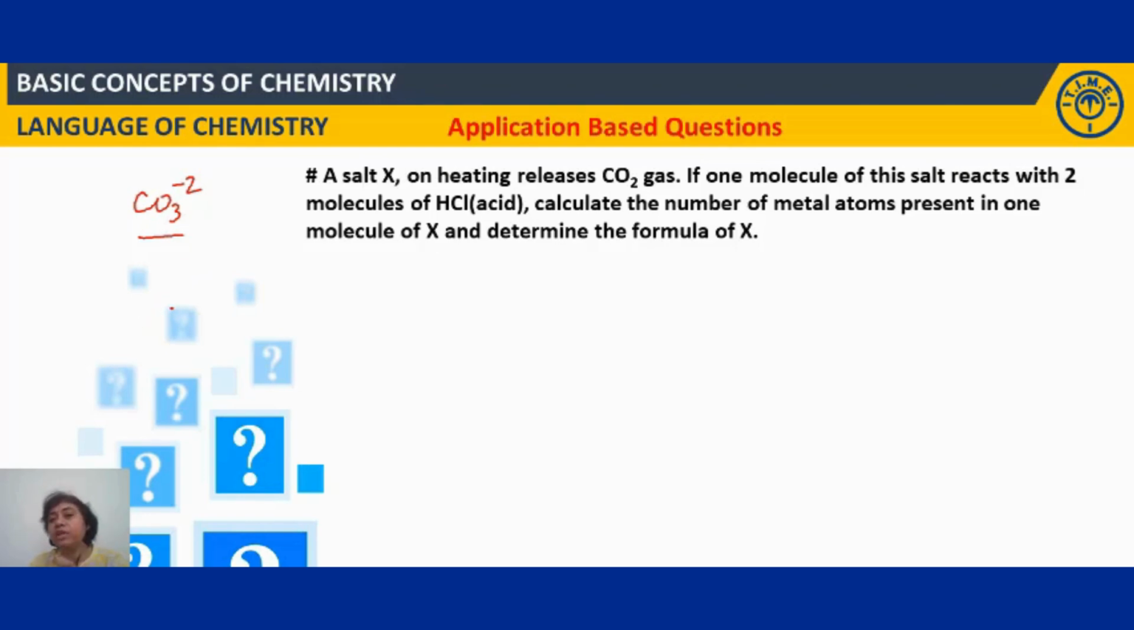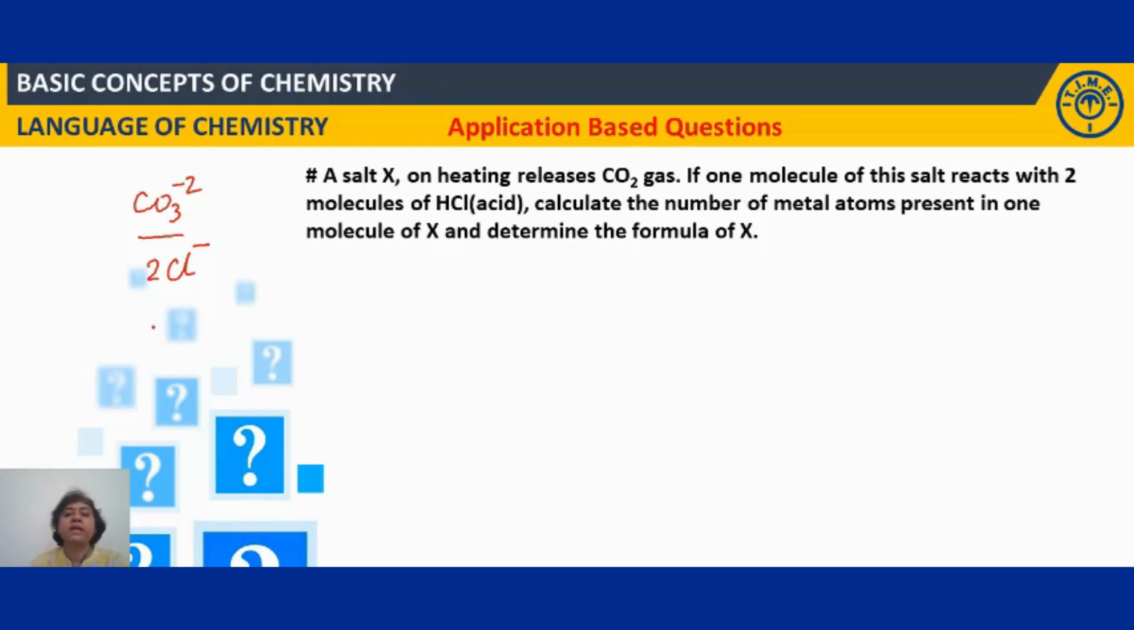If one molecule of this salt reacts with 2 molecules of HCl, calculate the number of metal atoms present in one molecule of X, the salt where the carbonate radical is present, and determine the formula of X. Okay. So one molecule of the salt is reacting with 2 molecules of hydrochloric acid. That means 2 molecules of hydrochloric acid, how many chloride radicals can they generate? They can generate 2 chloride radicals, because each hydrochloric acid contains 1 chloride radical.